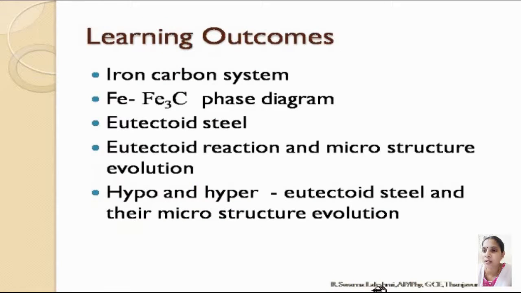At the end of the lecture, a student will be able to elaborately describe the iron-carbon system, draw and explain the various regions in a Fe3C phase diagram, define a eutectoid steel, explain the eutectoid reaction and microstructure evolution in a eutectoid steel with the help of phase diagram, differentiate between hypo and hyper-eutectoid steel, and also explain the microstructure evolution based on phase diagram.